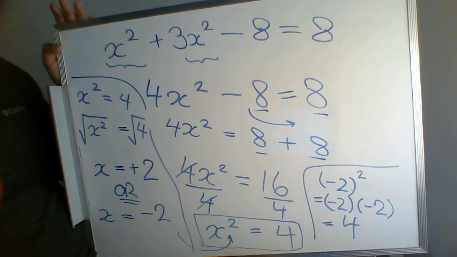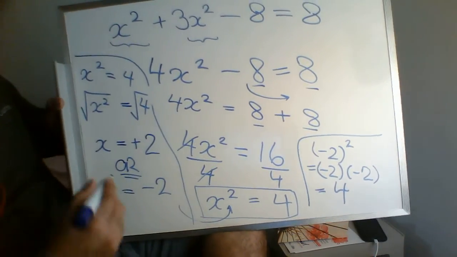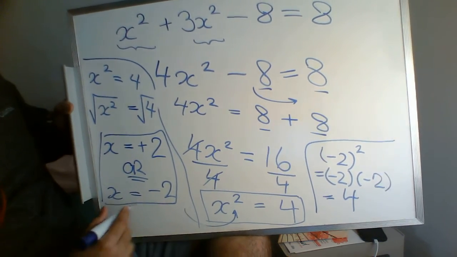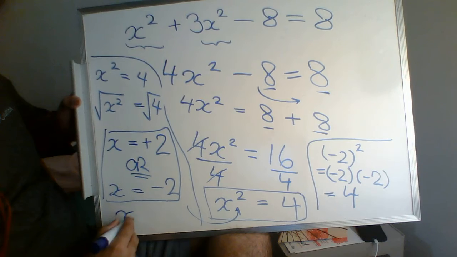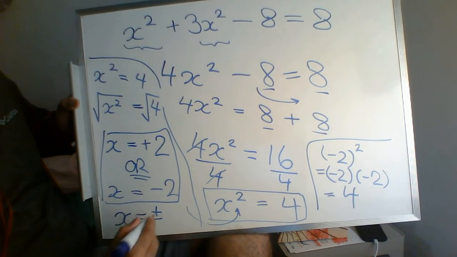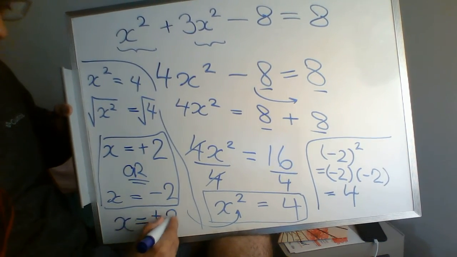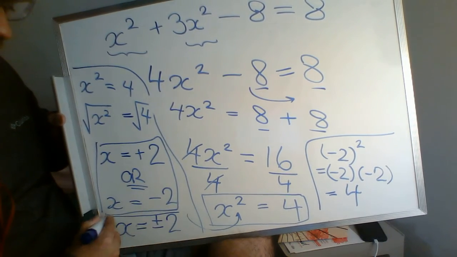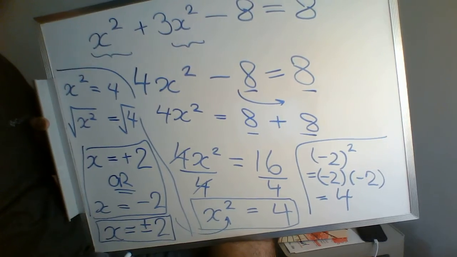So then we would express our final answer in a condensed format. You could write it as x equals positive 2 or x equals negative 2, or you could write it in a more condensed format, which is x equals, and then put a positive sign right on top of a negative sign, that's plus or minus 2. You can write it that way as well. That's perfectly valid. So x is equal to positive 2 or negative 2.